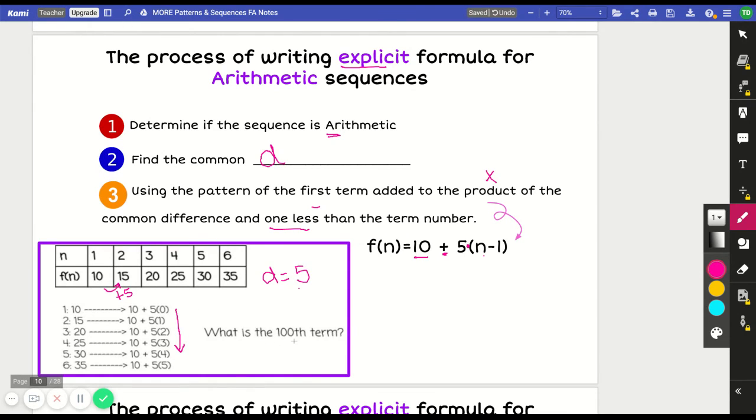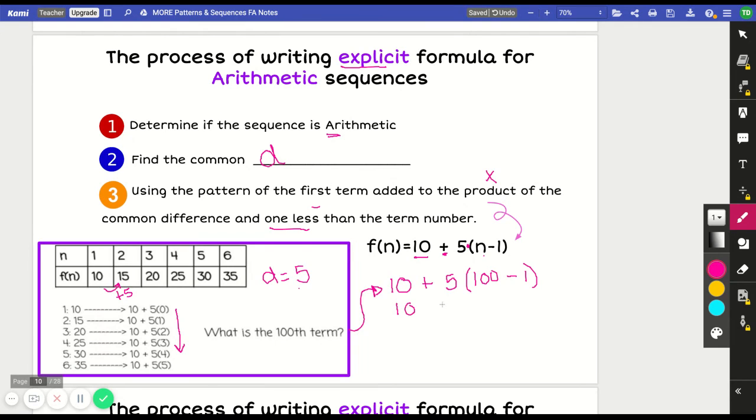And so let's find the 100th term. Let's do it up here. So you don't have to go all the way down until we get to the 100th term. I can use my formula to figure that out. So I state my first term, add it to the product of the common difference, which is 5, times 1 less than the term number. The term number we're looking for is 100. So I do 100 minus 1.